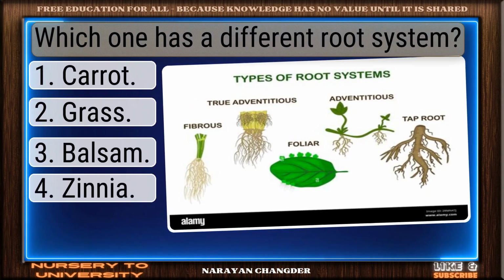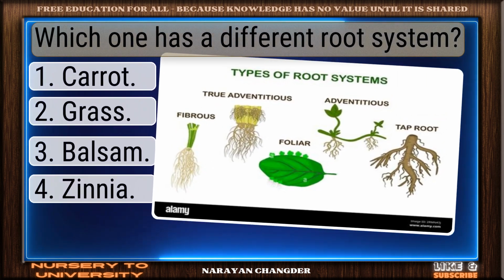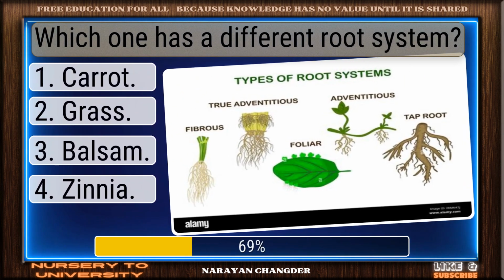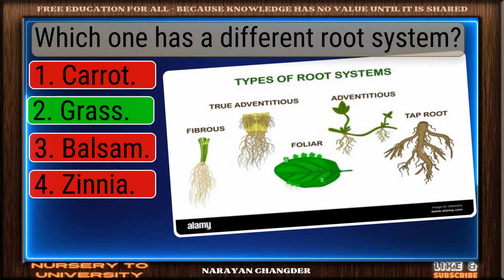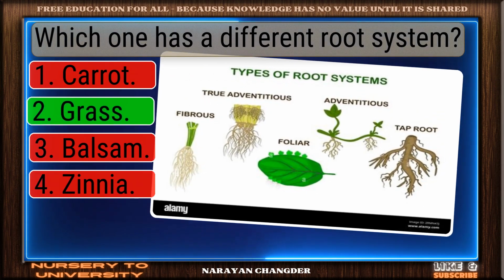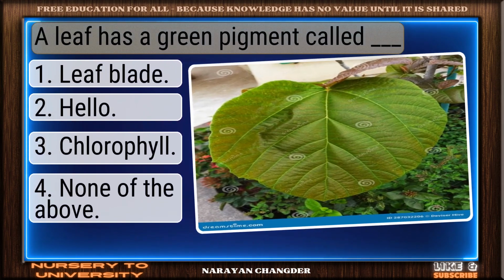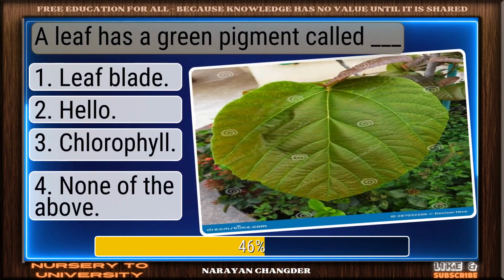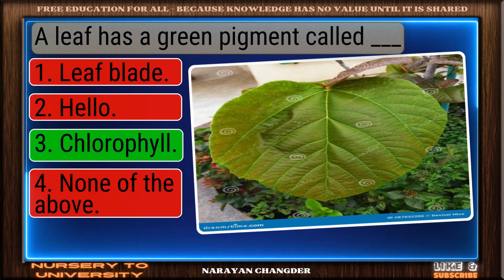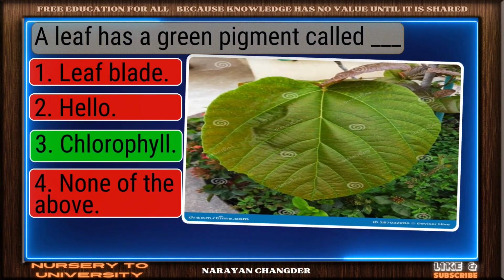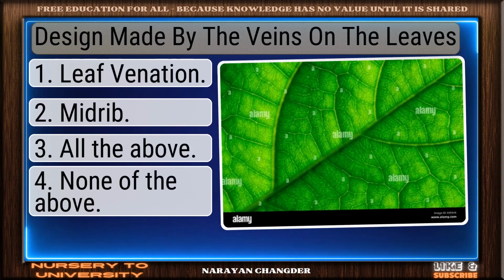Which one has a different root system? Valid point. Grass is true. A leaf has a green pigment called dash. Nice selection. Chlorophyll is the correct and valid answer.